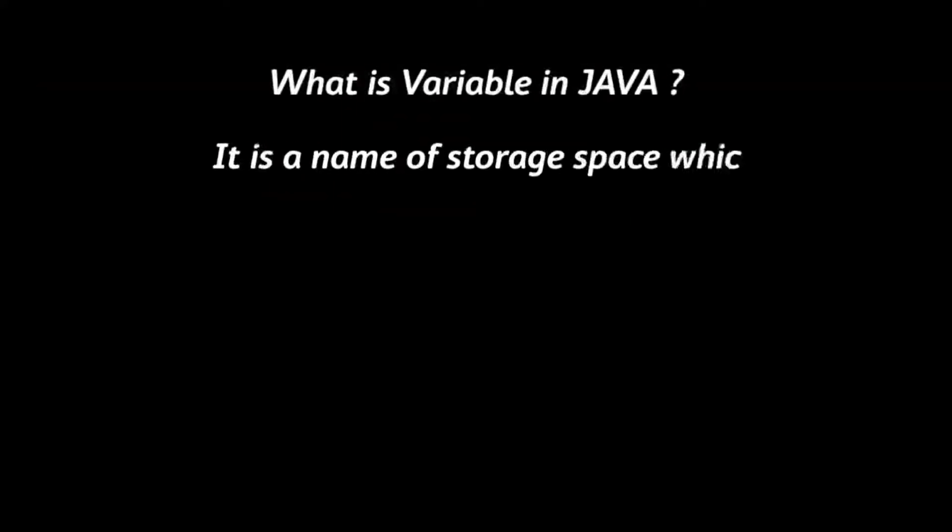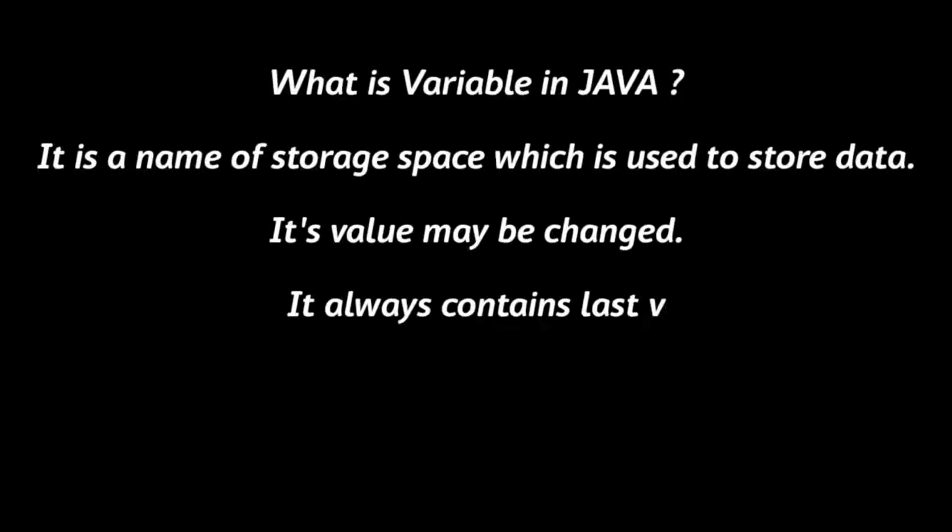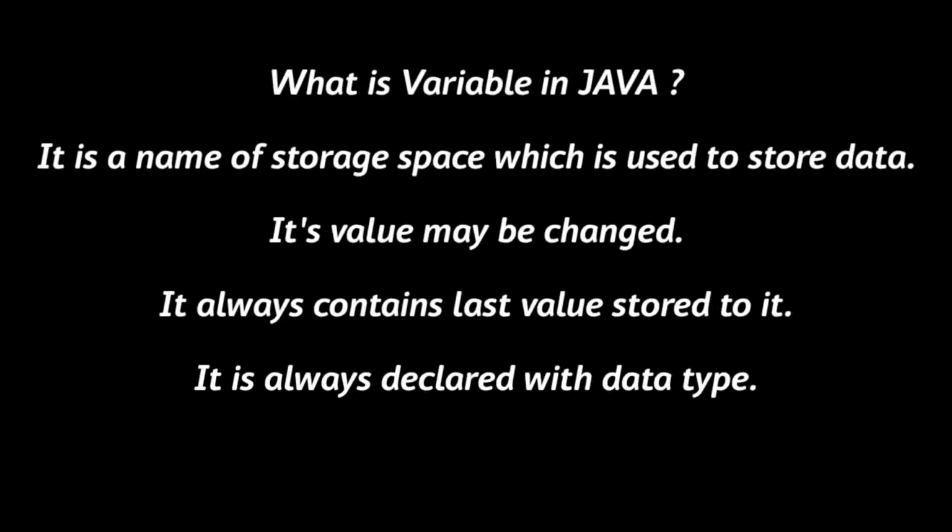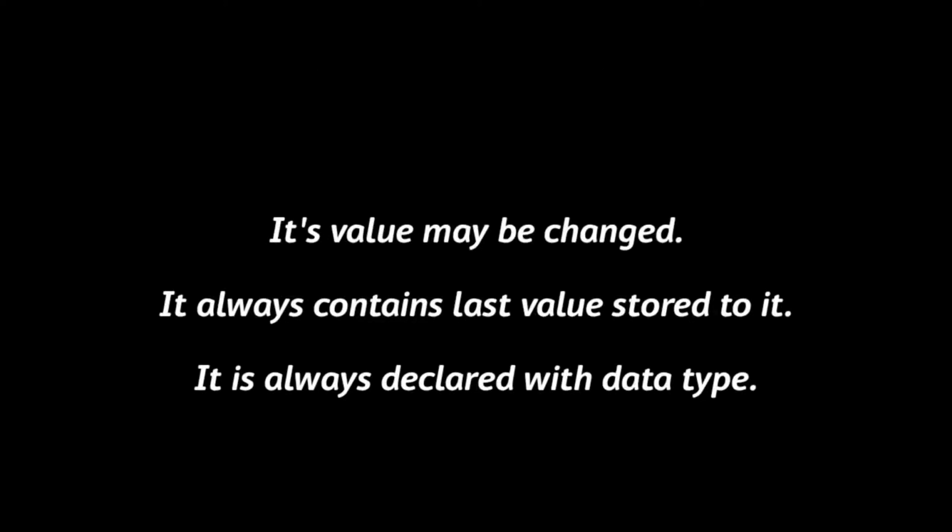What is a variable in Java? It is a name of storage space which is used to store data. Its value may be changed. It always contains the last value stored in it. It is always declared with a data type.